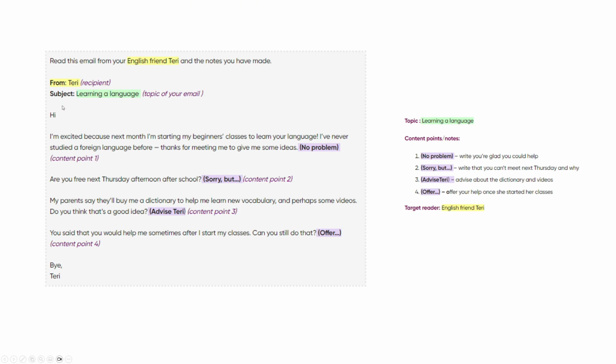And then the subject, learning a language. This will be the topic. The ones in green will be the topic. Topic is what the whole thing is about. What are you talking about in content point 1, content point 2, content point 3, and then content point 4. Content points 1, 2, 3, 4 are usually given. They will give it in the box at the end or give it in a highlight like this, so you know what to reply.